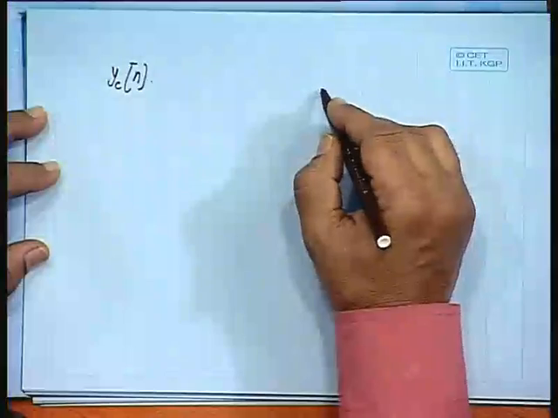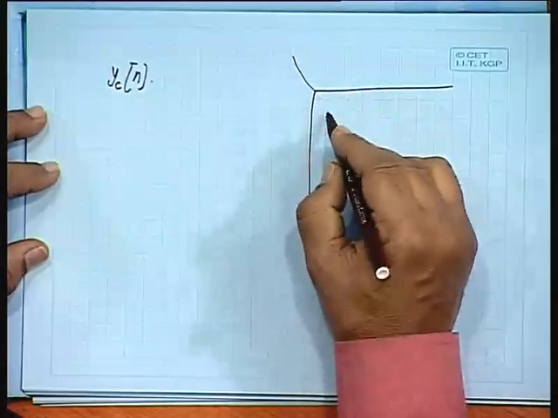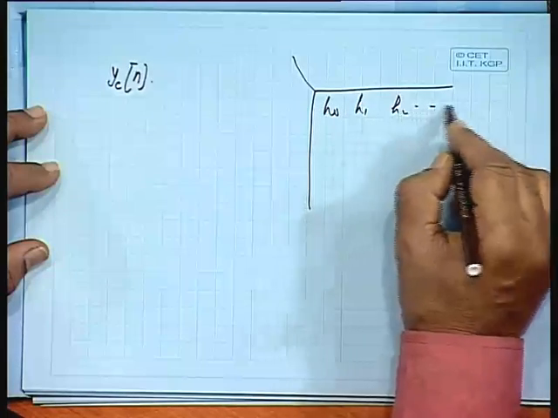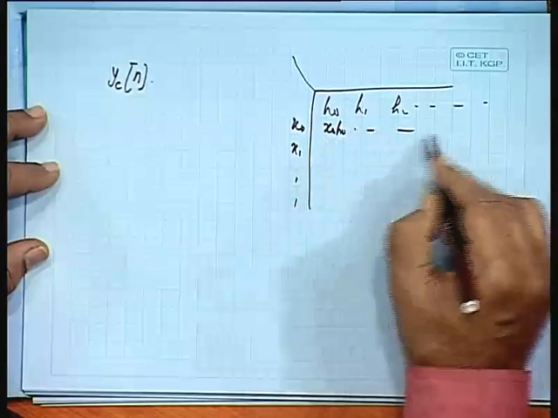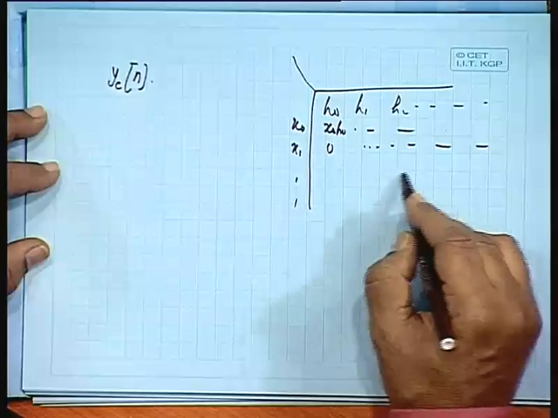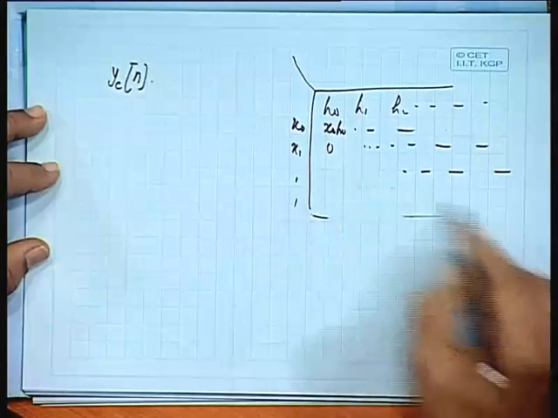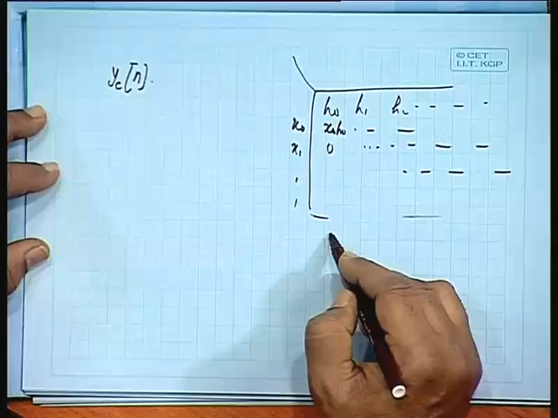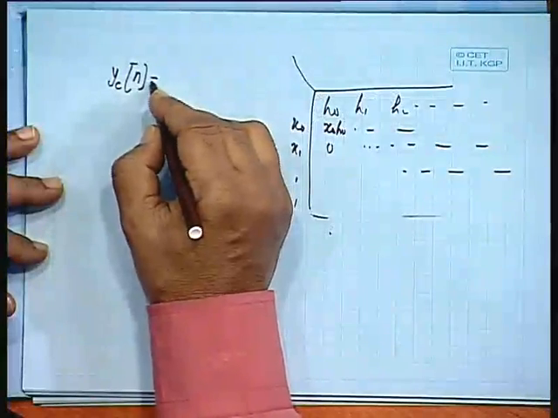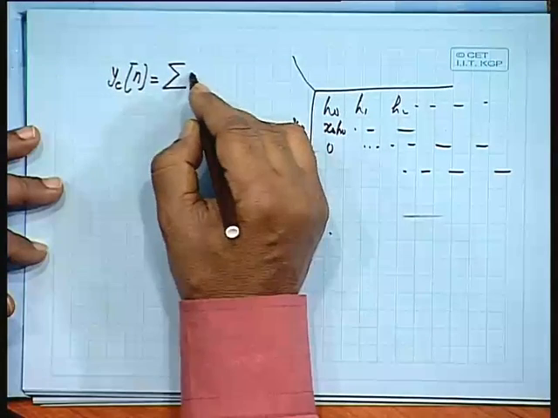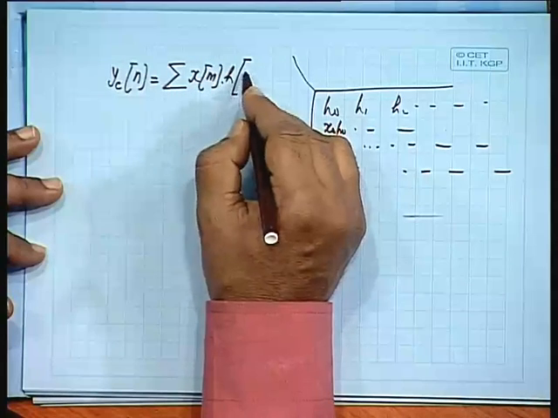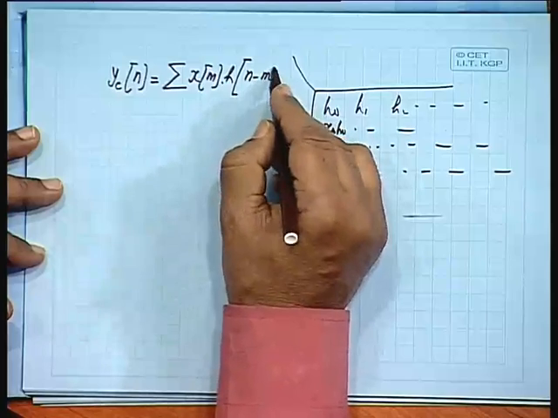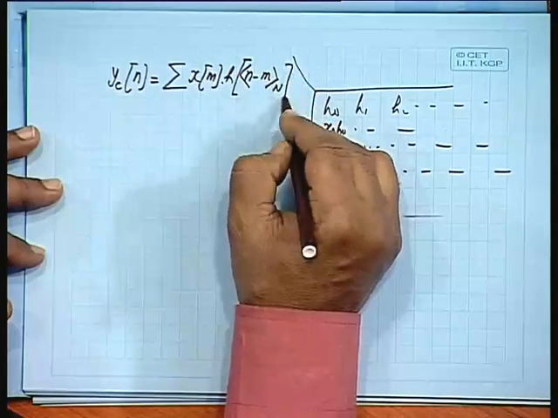Unlike the linear convolution, where if you remember, we had written h 0, h 1, h 2 and so on, x 0, x 1, etcetera. So, this was x 0, h 0 and so on, and then there was a 0 here, then second term starts from here, third term starts from here. So, there are many zeros. So, when we are summing up, it was only x 0, h 0, but now there will be other terms. What are the other terms? So, y c n is x m h n minus m modulo n.